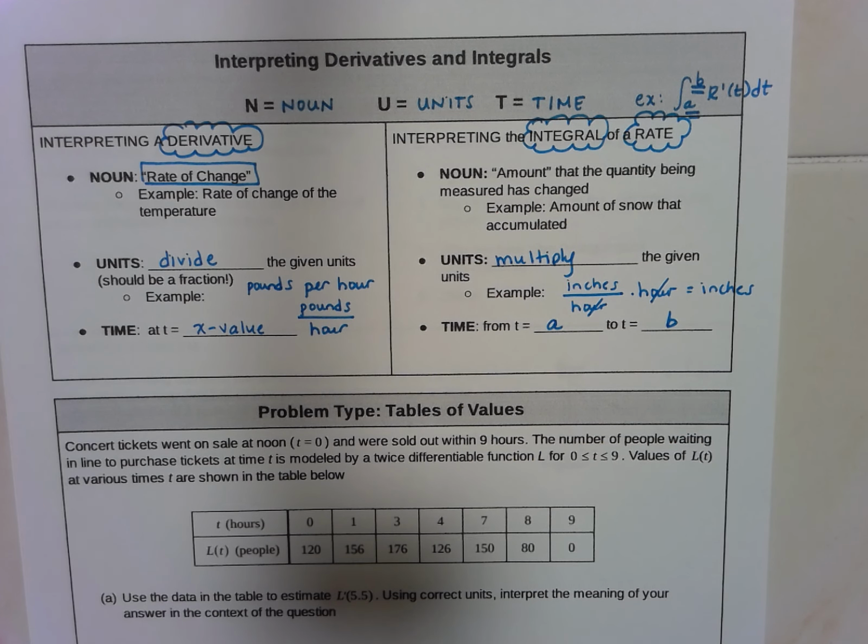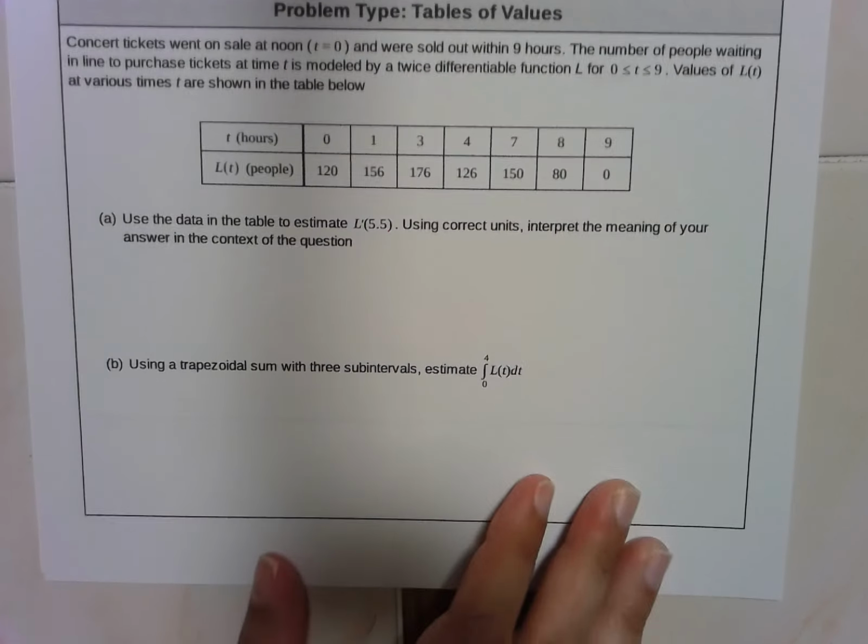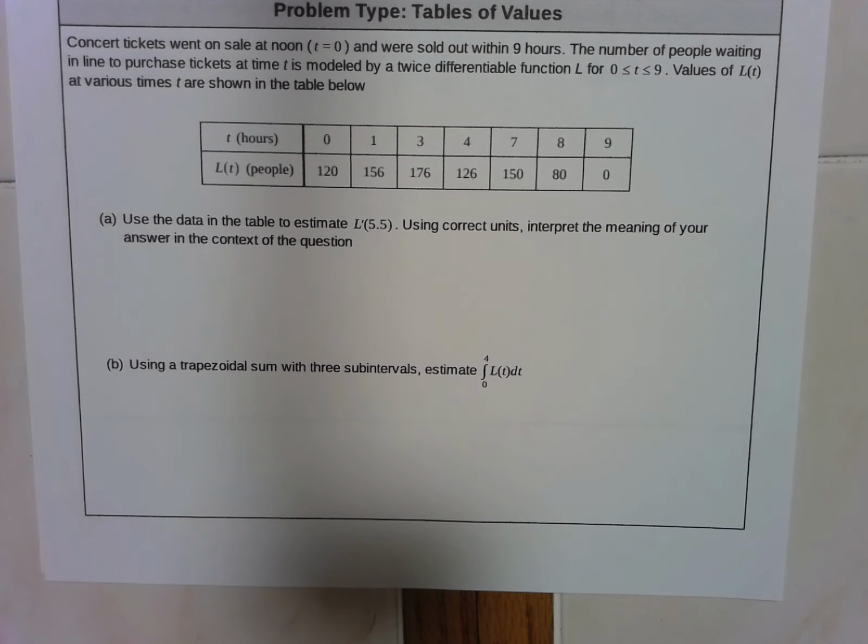Now, all of these ideas often appear in the context of a table of values problem. So we're going to go through just a few examples, this is not an entire FRQ, that they might ask you to do with a table of values. It says here concert tickets went on sale at noon, which is t equals 0, and were sold out within 9 hours. The number of people waiting in line to purchase tickets at time t is modeled by a twice differentiable function L, for 0 is less than or equal to t is less than or equal to 9. Values of L of t at various times are shown in the table below.